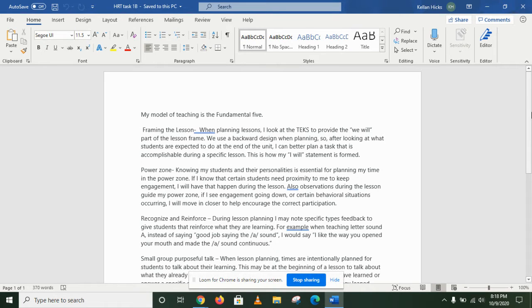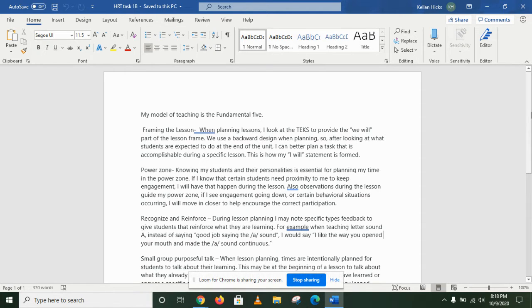When planning lessons, I look at the TEKS, and that's going to provide the we will statement for the lesson. We use a backward design when we plan, so we look at what the students are expected to do at the end of the unit, and then we can better plan for a task that can be accomplished at the end of a specific lesson. And that task is going to be my I will statement.